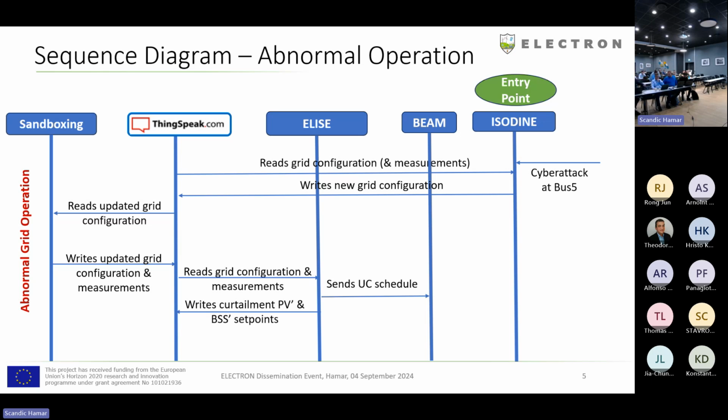And from this configuration, the DSO accepts or declines the suggestions coming from Isodine and performs the necessary changes. Then, again, ELECTRON reads these configurations and provides the optimal set points during abnormal grid operation.